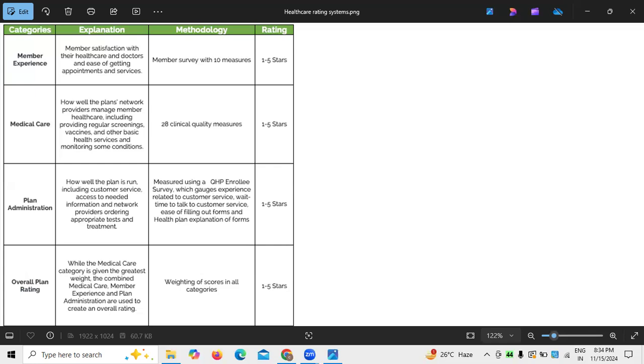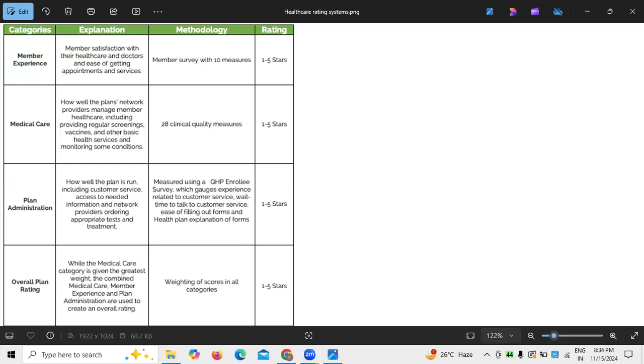Next, plan administration, which is about how we are managing and running the plans. It covers things like customer services, access to required and needed information, as well as network provider orders. All these things come under the plan administration part. This also includes whatever required tests and treatments are appropriate to be provided.